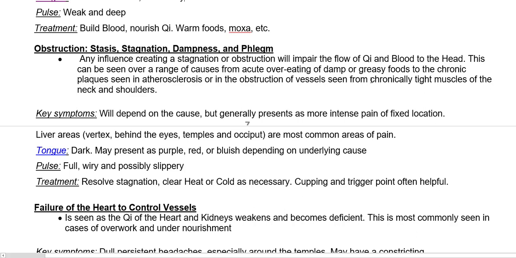These will impair the flow of Qi and blood to the head. So we get a lot of patterns of headaches that are from obstruction. Key symptoms will depend on the cause. Generally it presents as more intense pain, often of a fixed location.